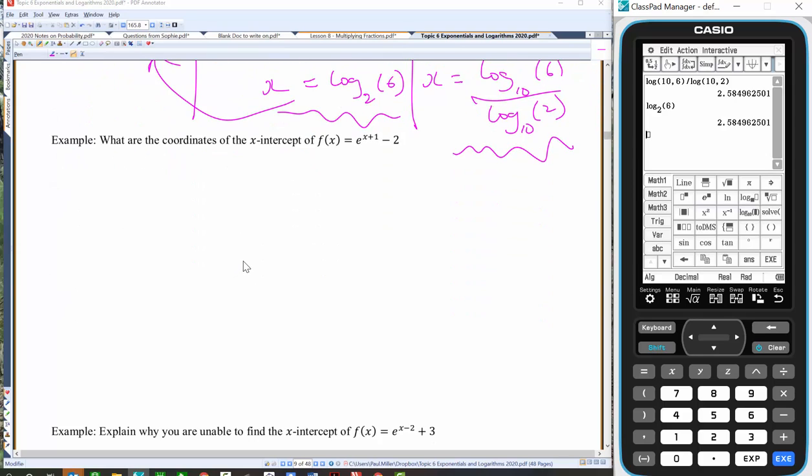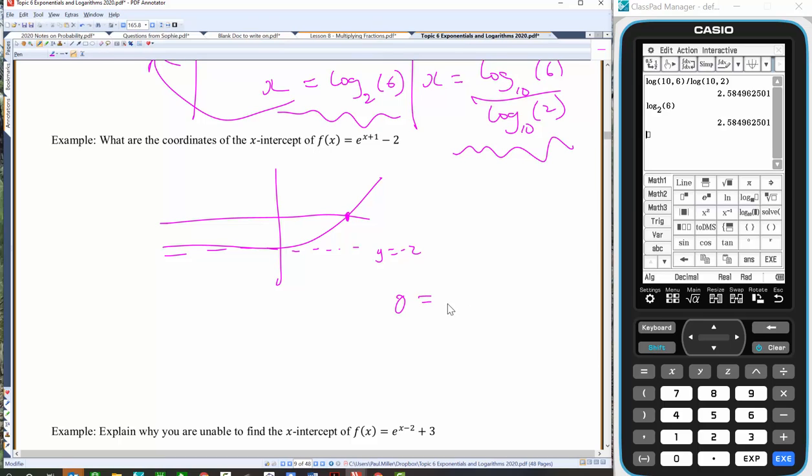All right, what are the coordinates of the x-intercept of f of x equals this? So it's an exponential function, with the asymptote y equals -2. I'm going to go through there. So we're looking for this coordinate here. When do the x-intercepts happen? It's when y is equal to 0.